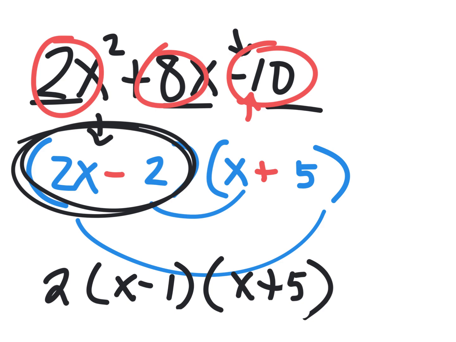The smart way would have been to take the 2 out first and the GCF. But if you don't notice that, at least go through and look at your answer and go, could I factor this further? Oh, yes, I can. All right. Next kind.